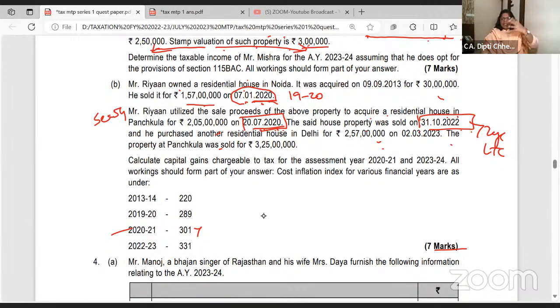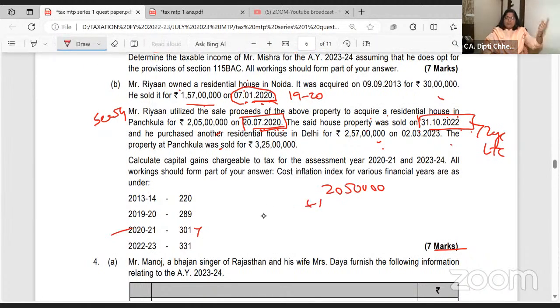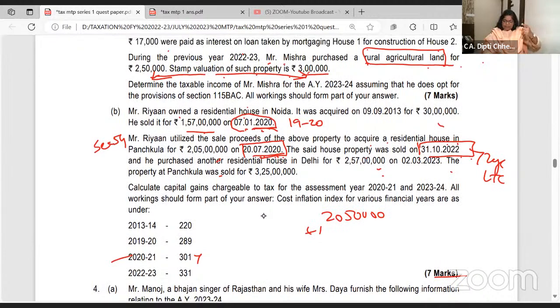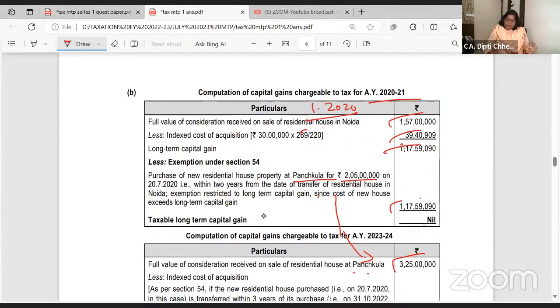Matlab you sell anything and if you buy NHAI, REC, those bonds, government bonds, 50 lakh tak. Now this house is sold above 2 years. So indexation lagega. Lekin cost of the house is 2,05,000. It has to be reduced by the exemption availed. Are you all getting? Dekho. Ye to clear hai na aapko.